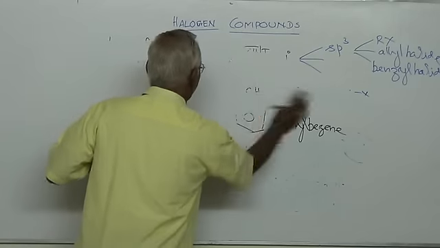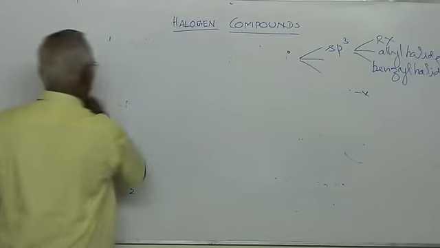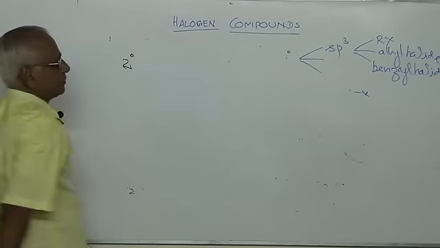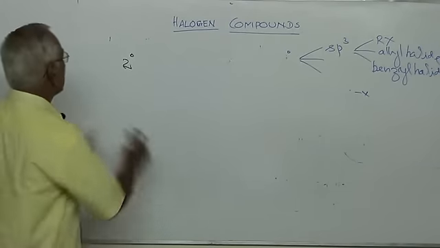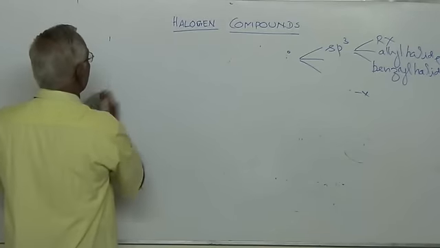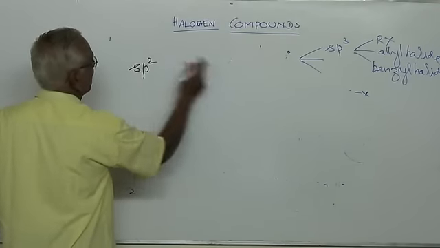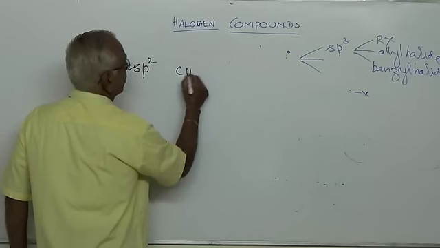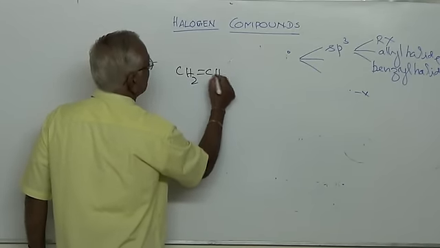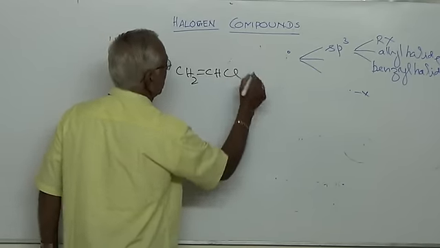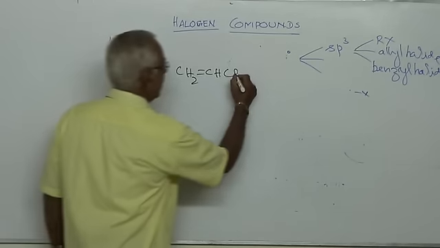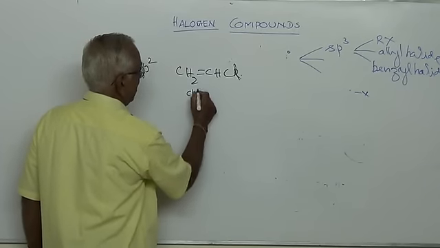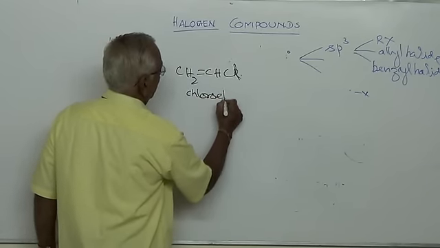Having seen some of these, now let us see halogen attached to an sp2 carbon. We saw halogen attached to an sp3 carbon. For sp2 carbon, it is going to be CH2=CHX. Let me put chloride. And what is this compound here? Chloroethene. This is going to be chloroethene.